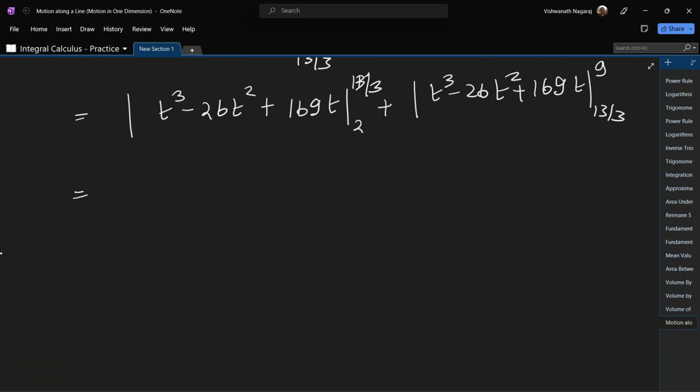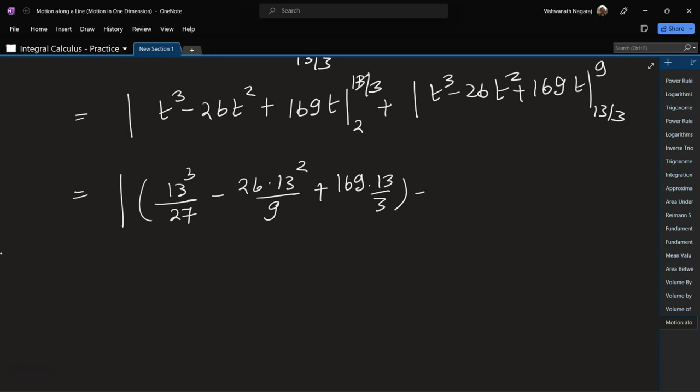And let's actually take the limits now, which means we get, let me use the absolute value itself, the absolute value of 13 cube by 3 cube, which is going to be 27, minus 26 times 13 square by 9 plus 169 times 13 by 3, minus, now we substitute 2.